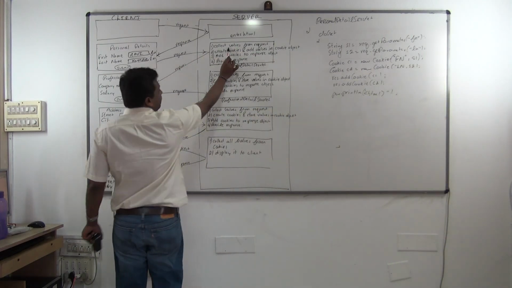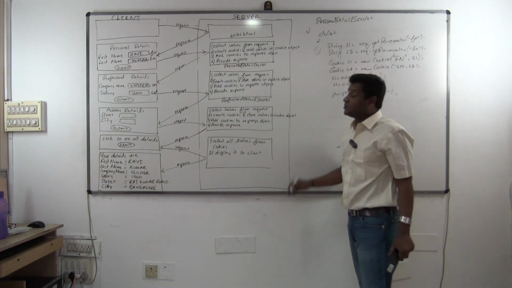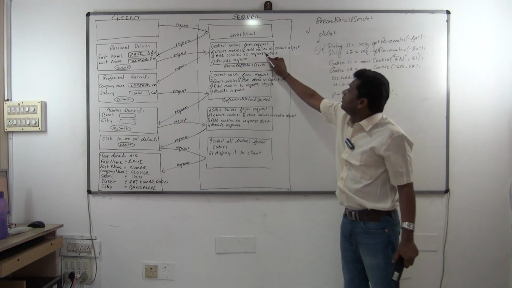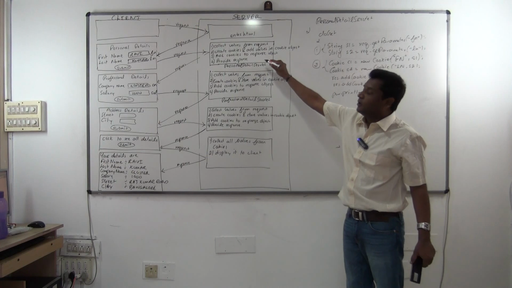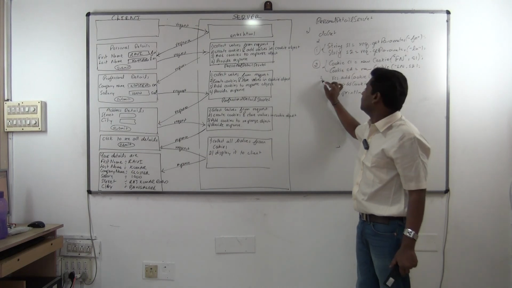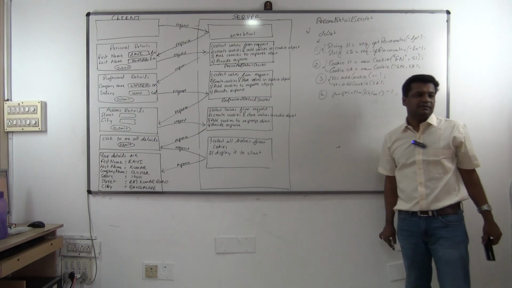When the request is done, collect values from request. First statement. This is the first point now. These two are the first point. Second point is what? Create cookies and add values to the cookie objects. This is the second point. Third point is what? Add cookies to the response object. Third. This one is to provide the response. That's all you are doing.